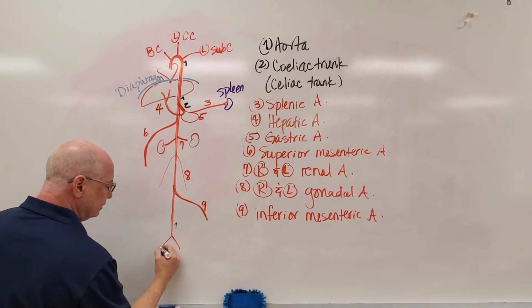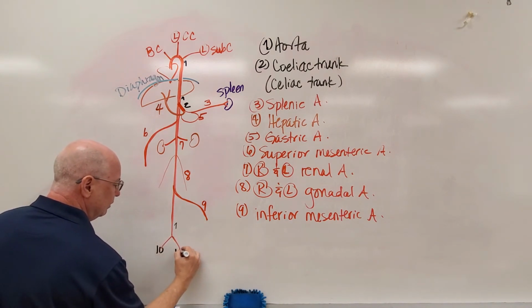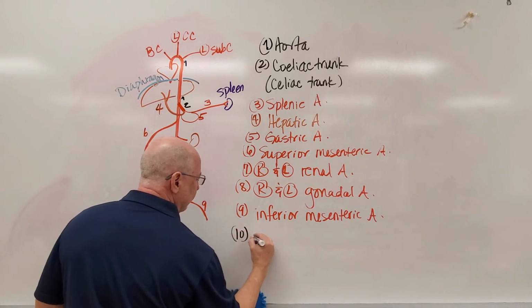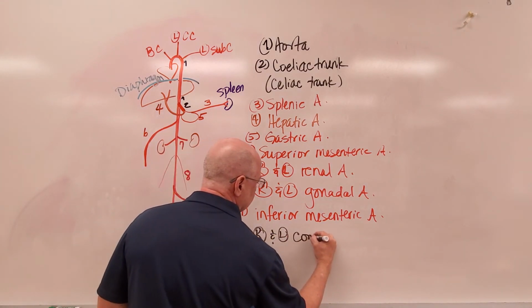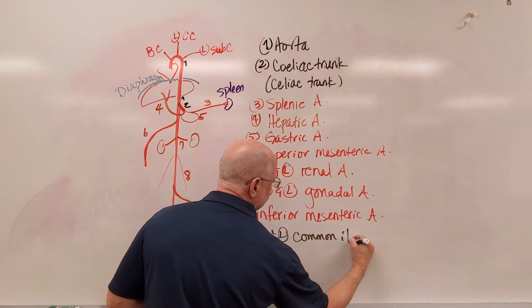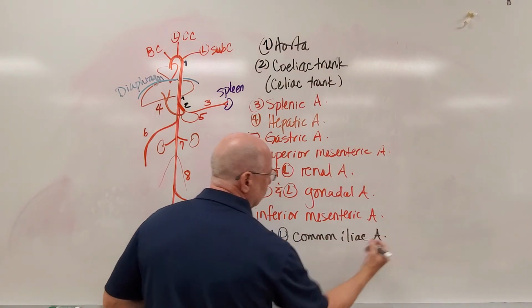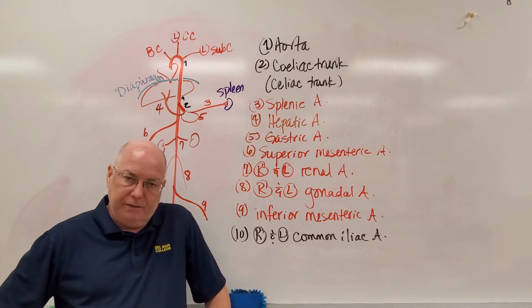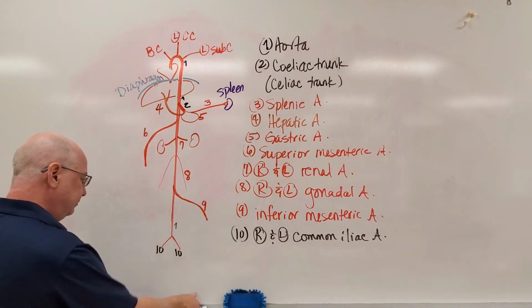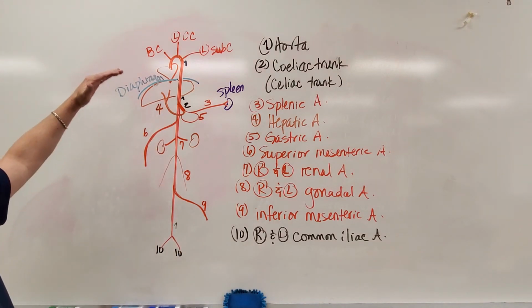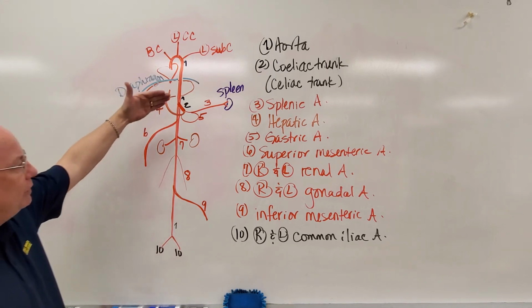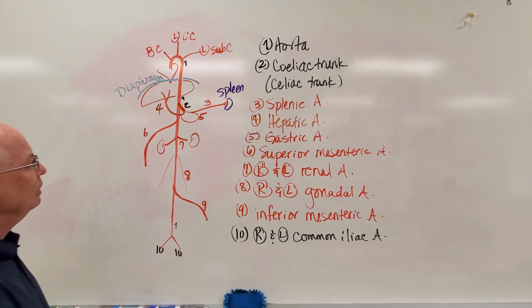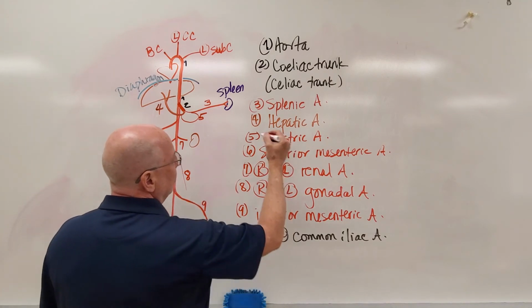At the very end, it's going to split into these two, and I'm going to put them as number 10 here, and that is going to be the right and left common iliac arteries, because they're going to be about where the iliac line is here. Okay? So those are the vessels of the abdomen that you need to learn. Now, I did tell you there's only 5 coming off the aorta.